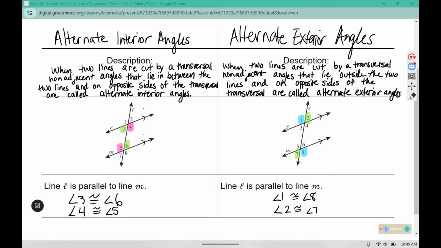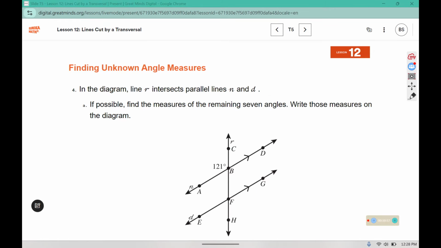Take some time to make sure all of these notes are written down. Pause here if necessary to have more time to see these definitions. In the diagram, line R intersects parallel lines N and D, which means R is the transversal. If possible, find the measures of the remaining 7 angles. Write those measures on the diagram. We have a chart in part B as well that we're going to fill in related to these angles.